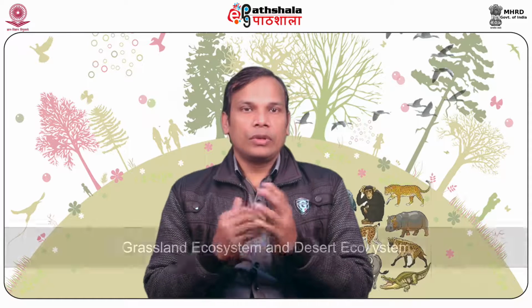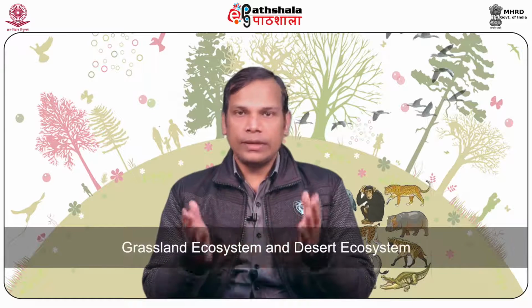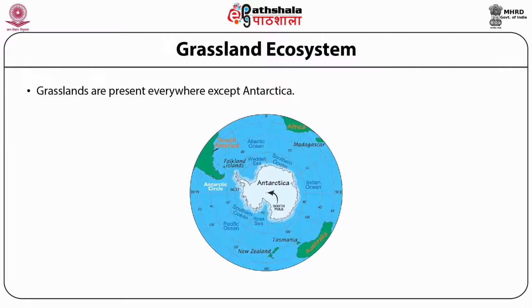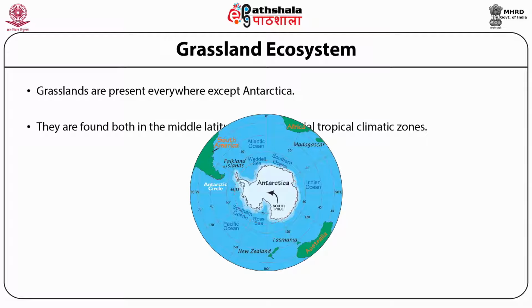In the previous module, we discussed the forest ecosystem, and in this module, we will learn about different types of grassland ecosystems and desert ecosystem. Grassland ecosystem. Grasslands are present everywhere except Antarctica. They are found both in the middle latitude and equatorial tropical climatic zones.